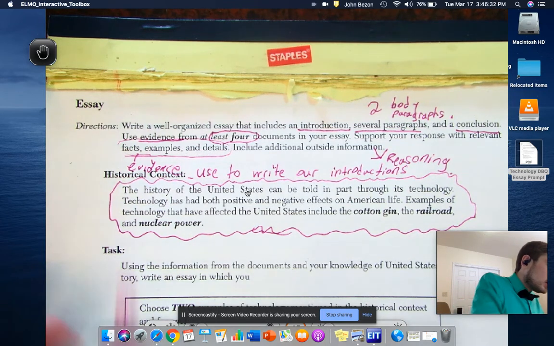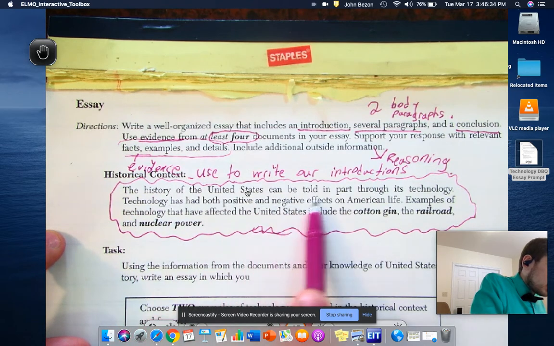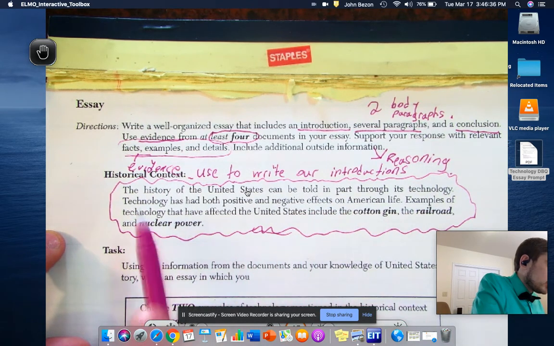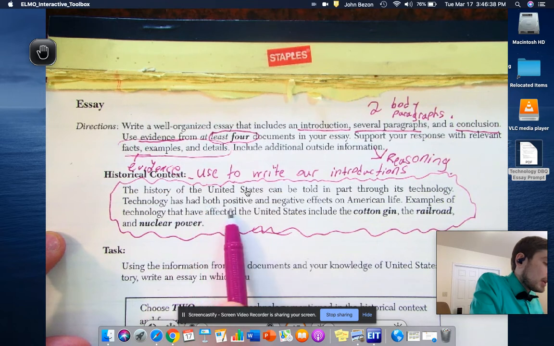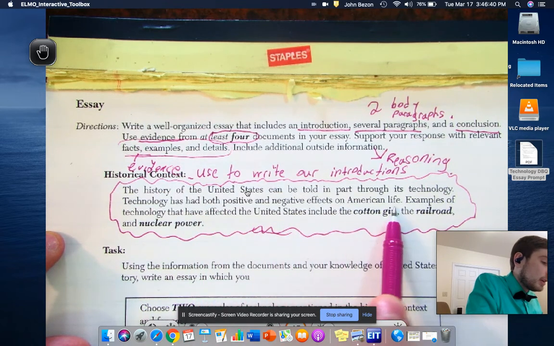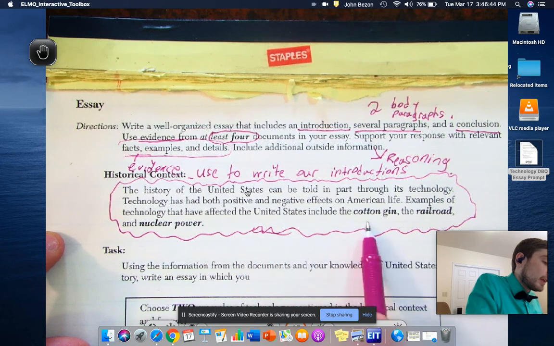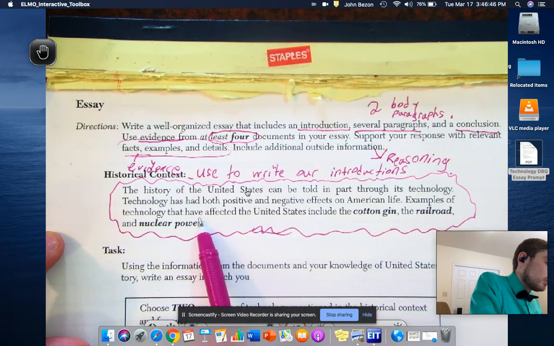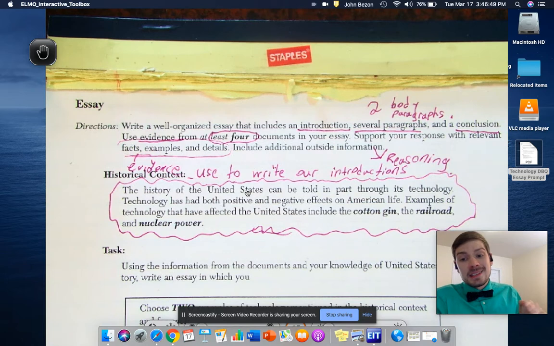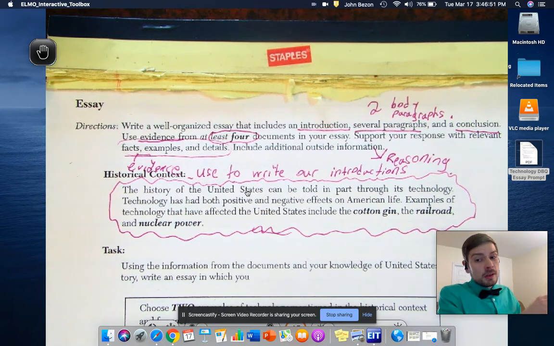Follow along. The history of the United States can be told in part through its technology. Technology has had both positive and negative effects on American life. Examples of technology that have affected the United States include the cotton gin, the railroad, and nuclear power. That has a decent amount of information in it that you can kind of borrow from, reword, and include in your introduction. Let's continue reading.